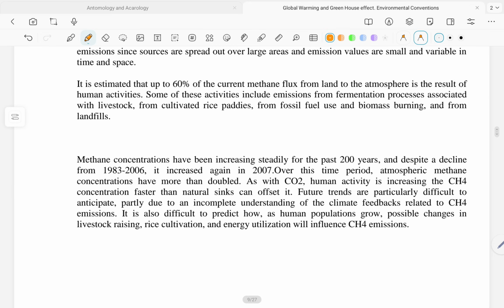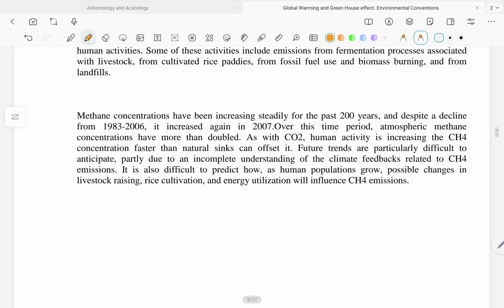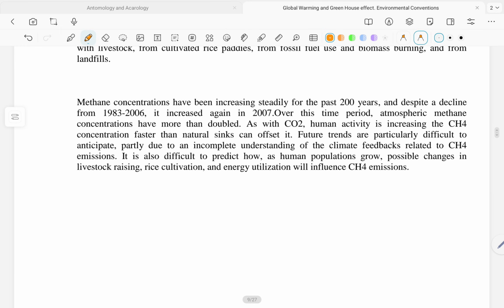Methane concentrations have increased steadily for the past 2000 years, and despite a decline from 1983 to 2006, it increased again in 2007. Over this time period, atmospheric methane concentration has more than doubled. As with CO2, human activity is increasing the CH4 concentration faster than natural sinks can offset it.